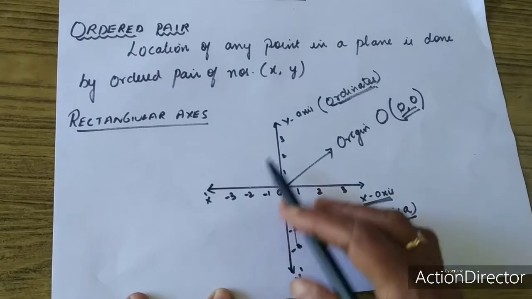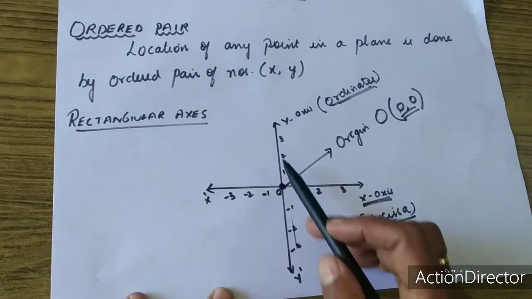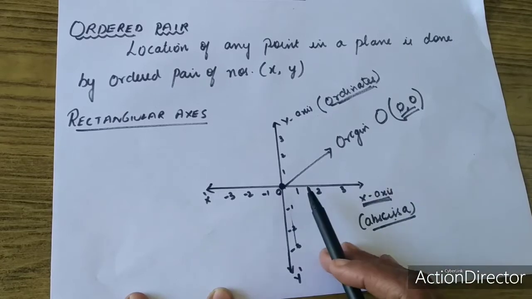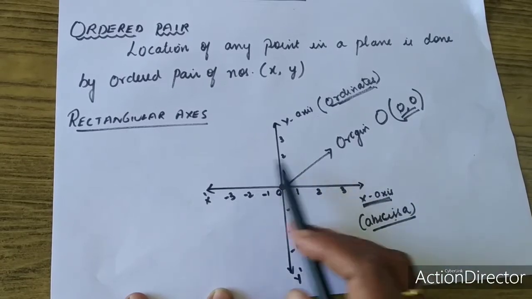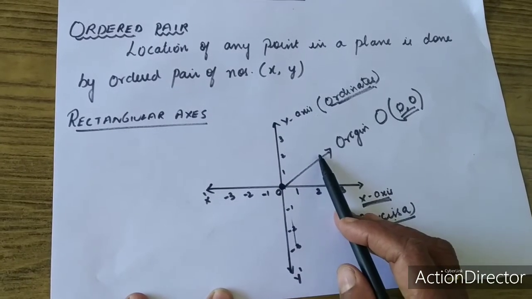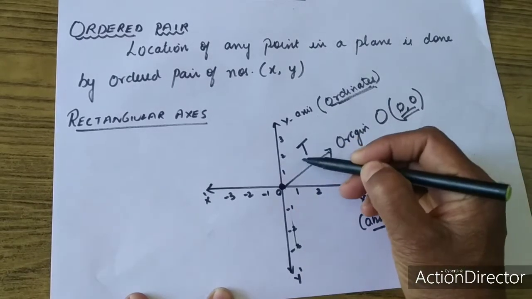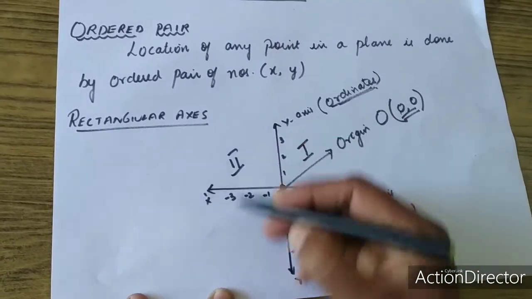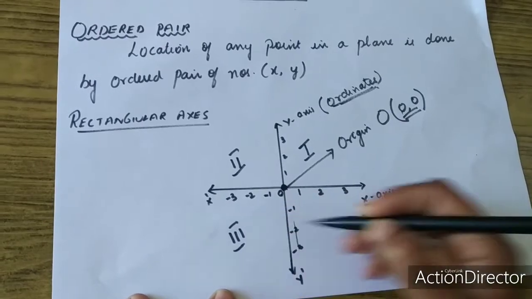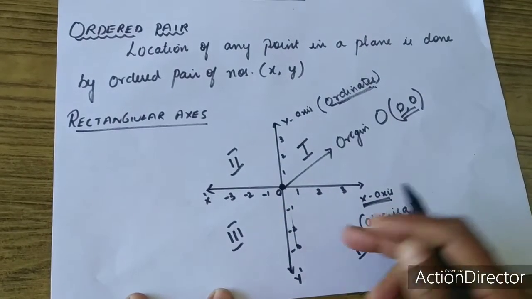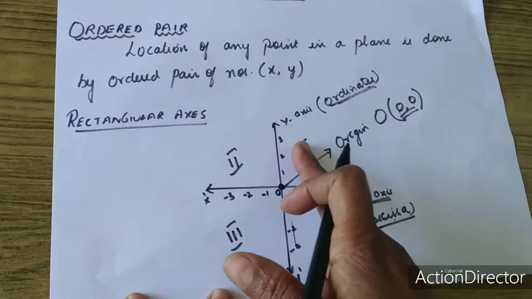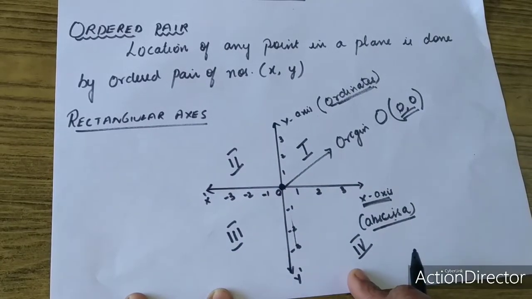Now this rectangular axis is divided into 4 quadrants: first quadrant, second quadrant, third quadrant and fourth quadrant. These quadrants are numbered in the anti-clockwise direction.